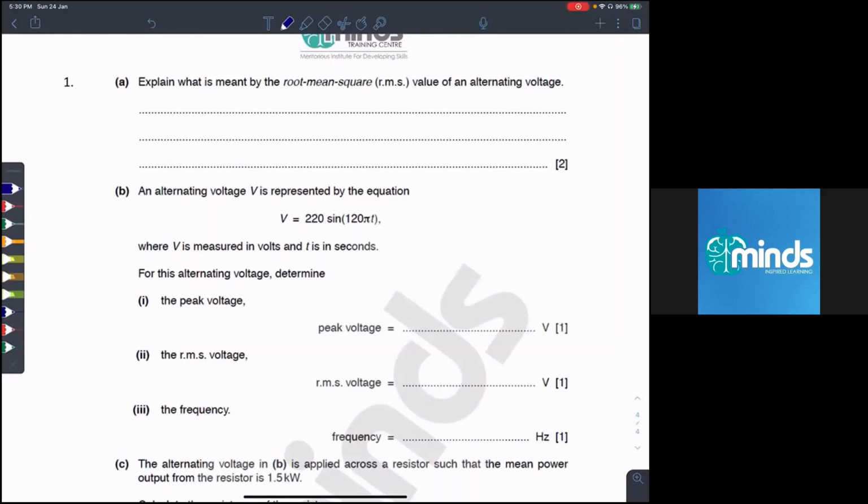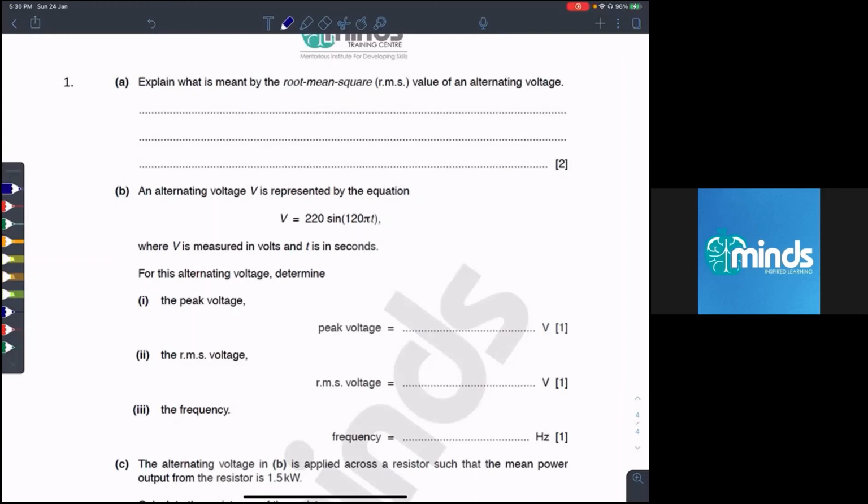So when they say explain what is meant by root mean square value of an alternating current, what you can say is: the RMS value of alternating current or voltage is basically the direct current or direct voltage which converts electrical energy into other forms in a given resistor at the same rate as the alternating voltage.